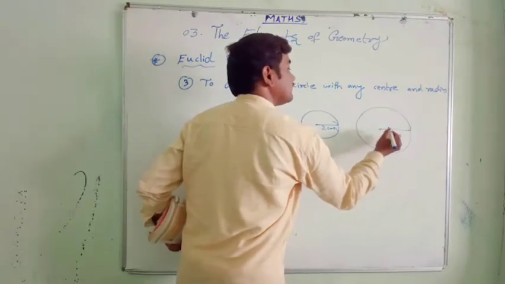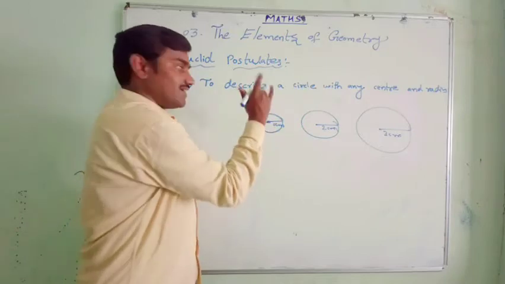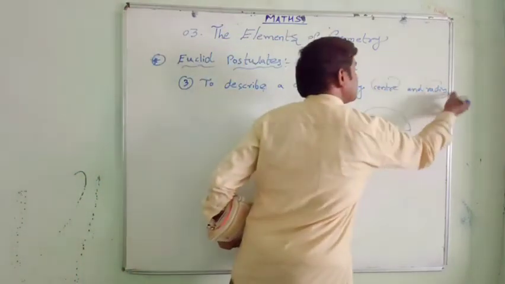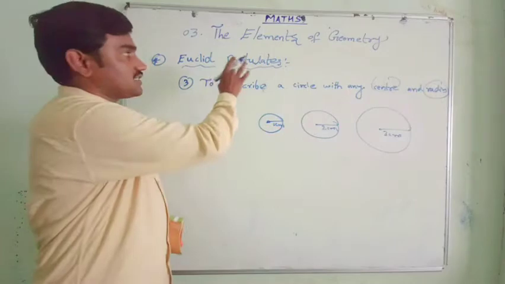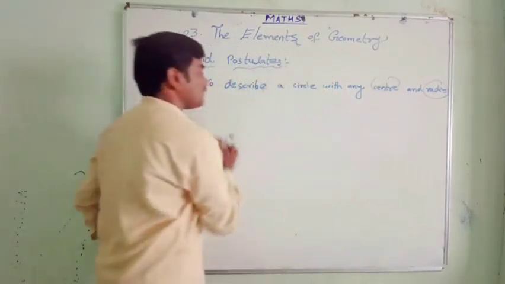So what do we require? The minimum measurements, the minimum things we require to describe a circle. One is the center, the other one is the radius. This is what Euclid's postulate number 3 tells us.